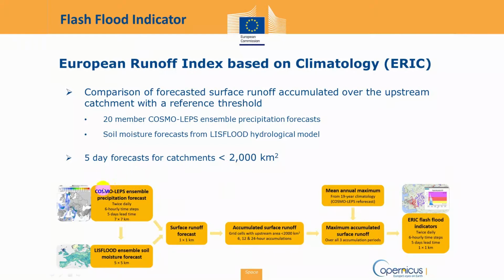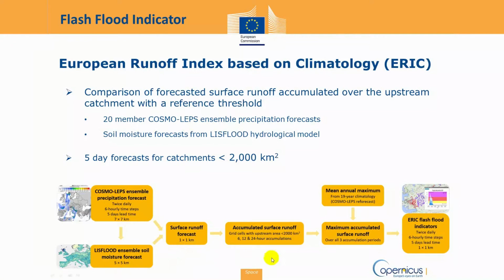First we have the COSMO-LEPS ensemble precipitation forecasts, which are run twice per day with 6-hourly time steps and a 5-day lead time. And these forecasts, of which there are 20 members, are run at 7 by 7 kilometer horizontal resolution. The LISFLOOD model then provides us with the ensembles of soil moisture forecasts at a 5 by 5 kilometer resolution, and these are combined together into the surface runoff forecast at 1 by 1 kilometer, so they're downscaled to the river network.